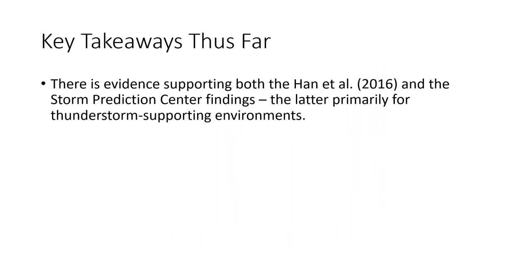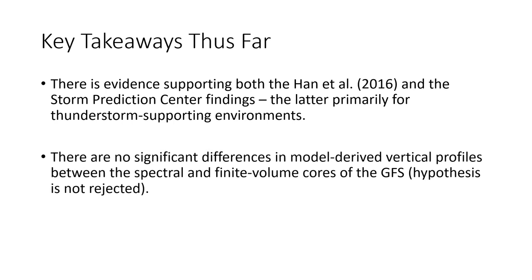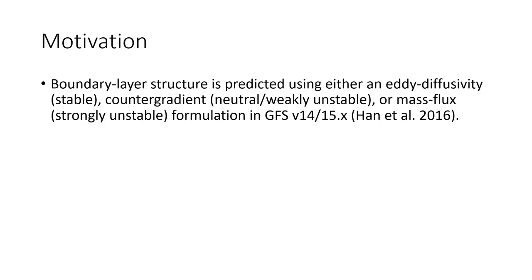So some key takeaways thus far: there's evidence supporting both the NOAA 2016 and the Storm Prediction Center findings, and the Storm Prediction Center findings are primarily for thunderstorm-supporting environments. And there are no significant differences in model-derived profiles between the spectral and finite volume cores in the GFS. So our hypothesis was not rejected. All of this was a subjective analysis that we did, and we wanted to dive into more of an objective analysis. So that's what I'm going to move into next.